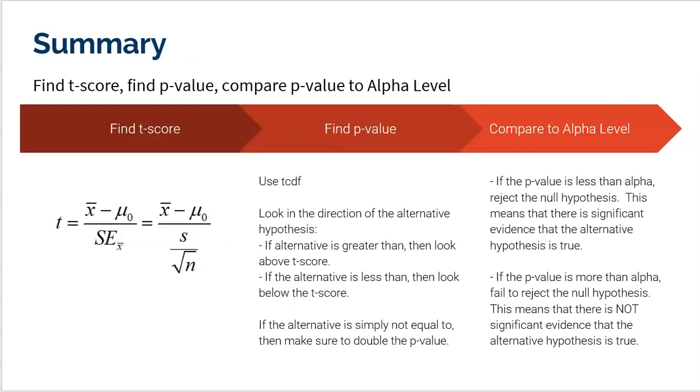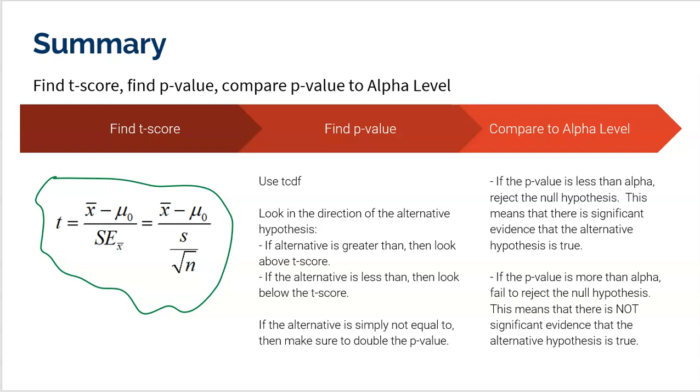Here's a nice summary of all this. So it really does take a couple things. First, we've got to find the t-score. Here is the formula for a t-score. Pretty simple. Then you've got to find the p-value using the t-CDF.